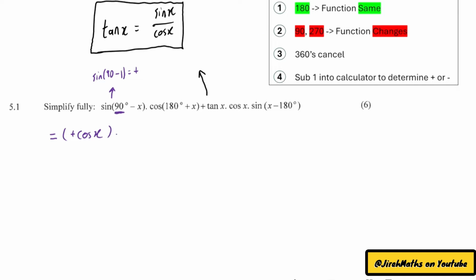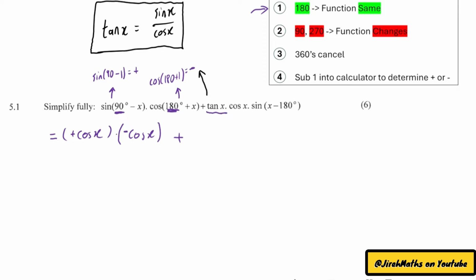Times. This is cos 180 plus x. So 180 means we are using the first rule. Therefore, the function stays the same. So it's again cos x. In order to determine whether it's positive or negative, I need to substitute cos 180 plus 1. That will give me a negative. So I'll put negative cos x in brackets plus tan x.